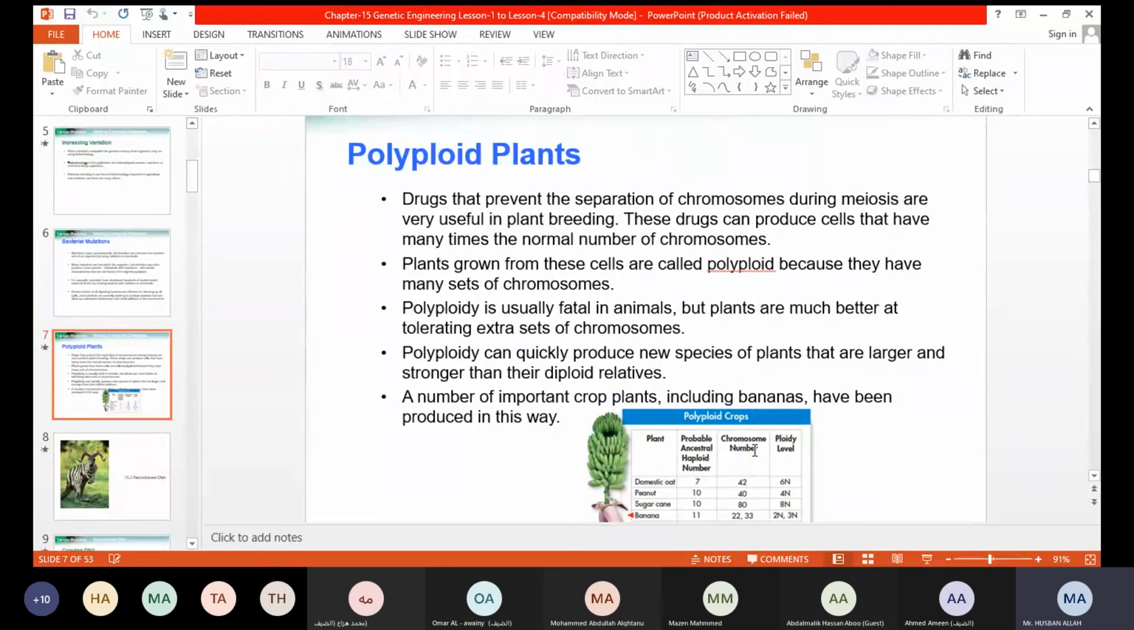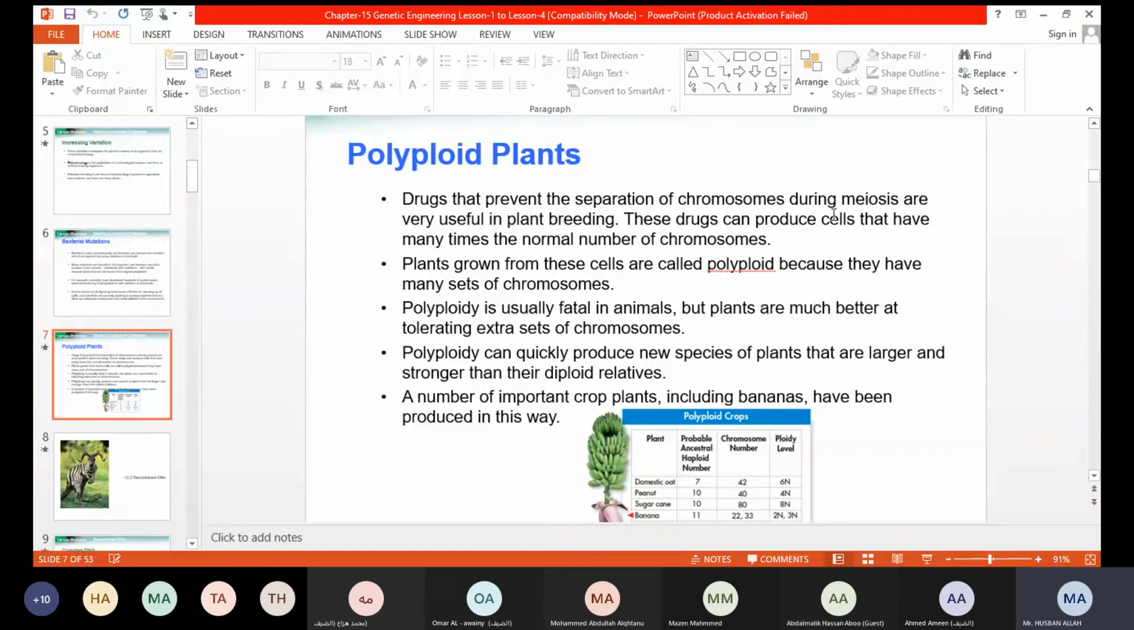Another point, the last point of this lesson, is polyploidy. If you remember in the previous chapter, we studied what polyploidy is, where we have an extra set of chromosomes in an organism. So this organism is called polyploid. Now, polyploidy in plants and animals. Let me tell you from the start that polyploidy in animals will be dangerous. The animal cannot afford polyploidy, but in plants it can be tolerated.